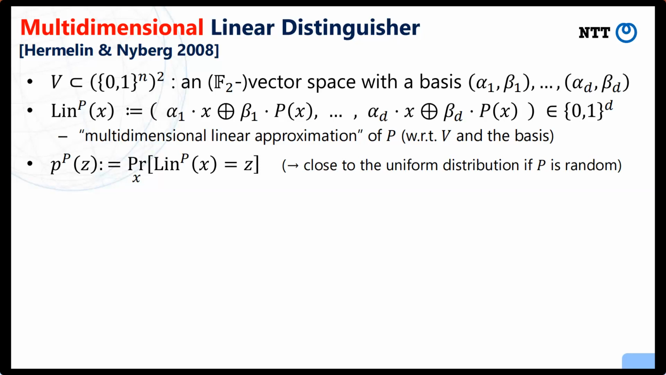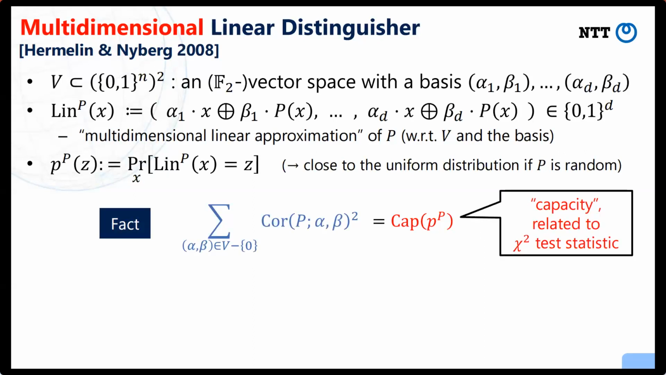And this distribution becomes very close to the uniform distribution if P is a random permutation. And here there is an important fact. The fact is that if we take the sum of the squared correlations, then the value is equal to the capacity of this distribution. I don't have enough time to explain the details of capacity, but the important thing is that the capacity is strongly related to the chi-square test statistic.